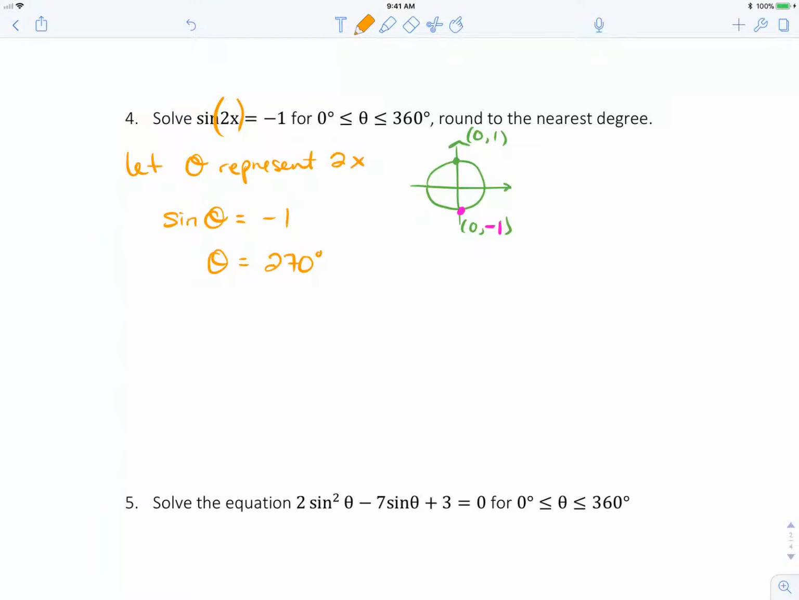But I wasn't concerned about theta. I was concerned about x. So I am substituting in my 2x. And I just divide. The entire theta is 270, but each x value is 135. I look back at the question, and it says I only had to look at 360, so I can stop. That's the only place on my unit circle where my sine is -1. And I'm done. I don't even have to round because it's already in the nearest degree.